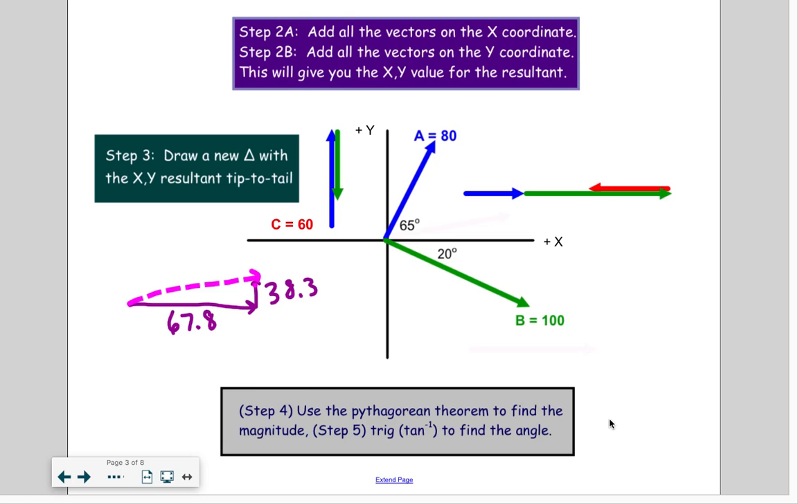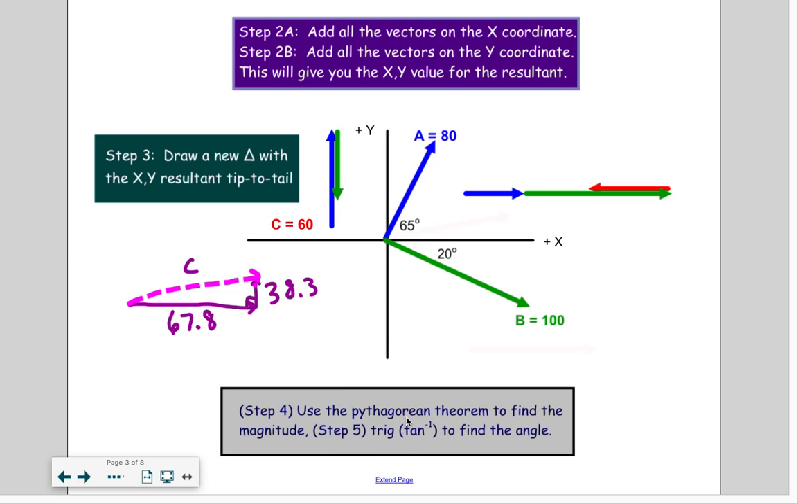Which is what I'm going to do for Pythagorean theorem. So ultimately for Pythagorean theorem we're going to be solving for C here, which is going to be the hypotenuse ultimately. So I'm going to do 67.8 squared plus 38.3 squared, and then I will take the square root of that. And I'll do that on the next slide.